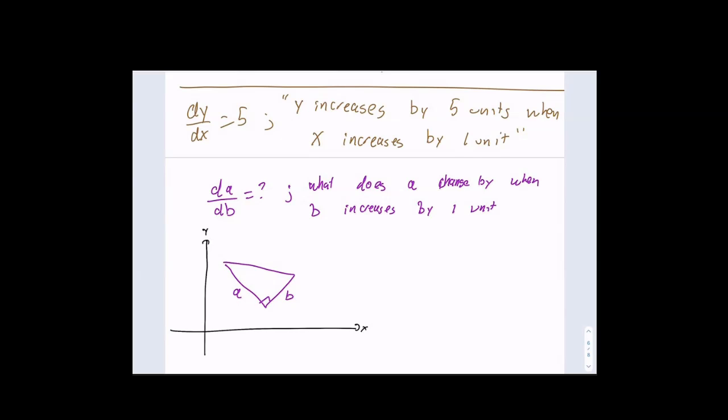So when we say dA dB, we're asking, what is A changing? So if B increases by 1 unit, how much does A change by? That is the question I'm looking for. And this idea of rotation or transformation, that we're not always on the X and Y plane, we're not always going left to right, top to bottom, up and down, left and right, we can have these same questions here.